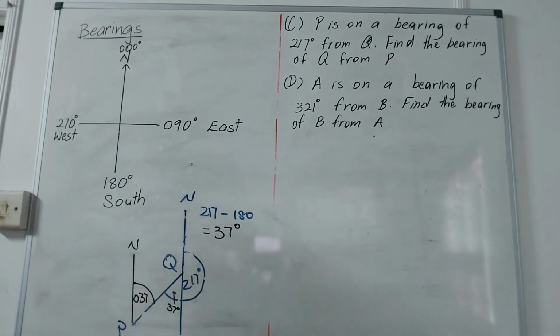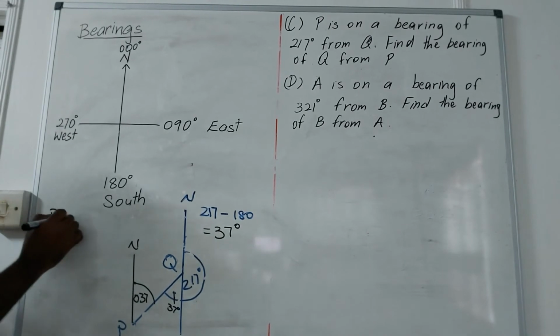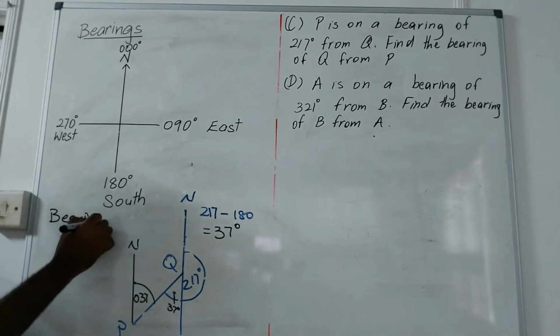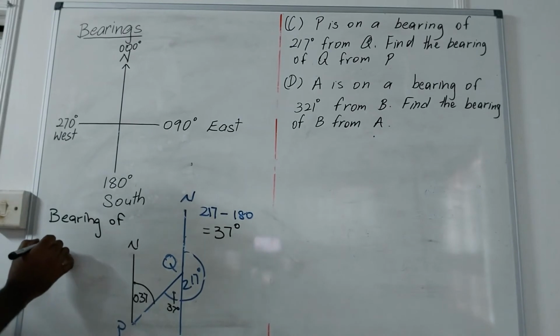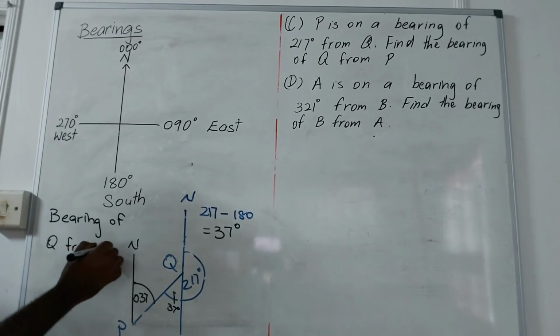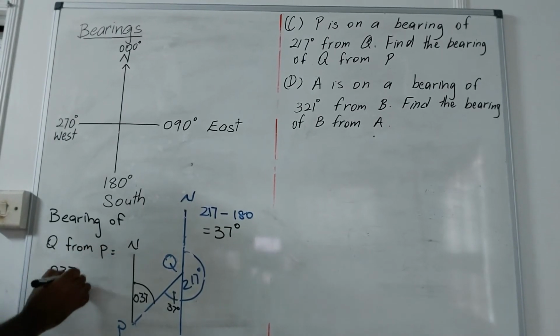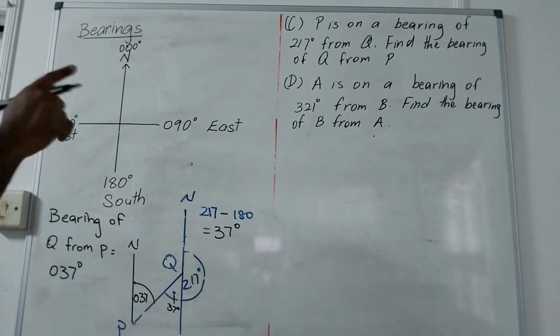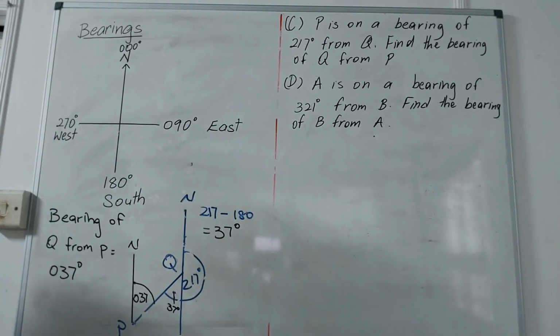Alright? So therefore, the bearing of Q from P is equal to 37 degrees. Now let's look at our final one. A is on a bearing of 321 degrees from B. Find the bearing of B from A.